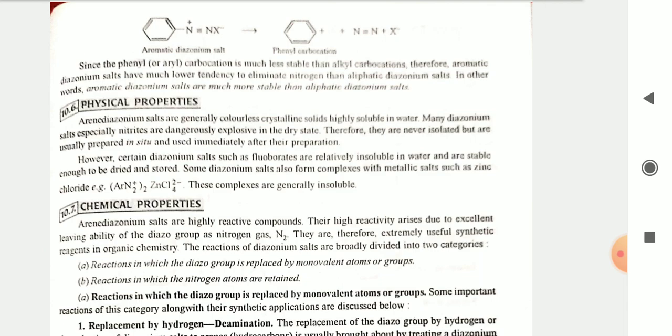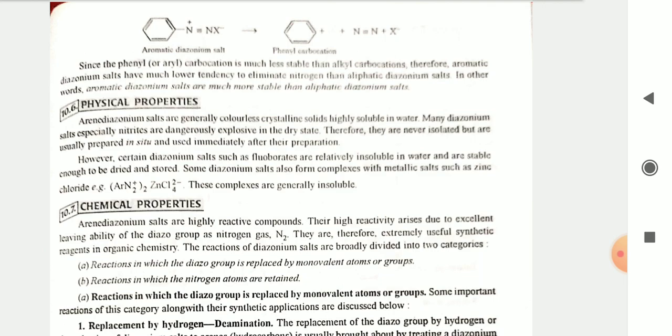However, certain diazonium salts, such as fluoroborates, are relatively insoluble in water and are stable enough to be dried and stored. Some diazonium salts also form complexes with metallic salts such as zinc chloride, (ArN2+)2 ZnCl4 2-. These complexes are generally insoluble.